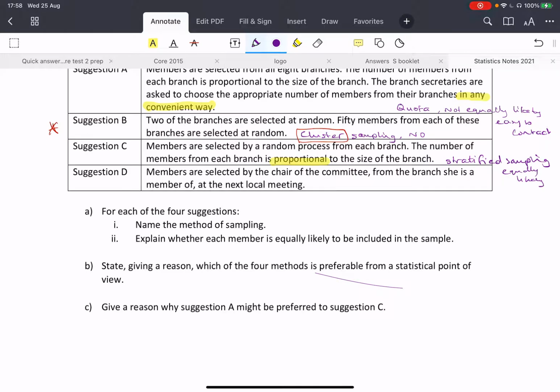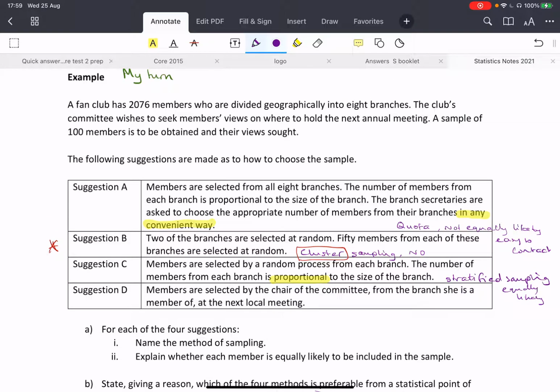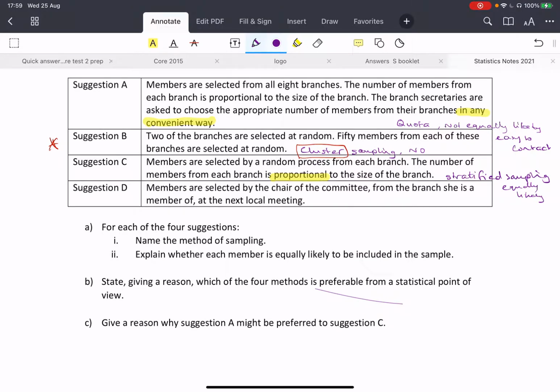And suggestion D. Members are selected by the chair of the committee from the branch she is a member of at the next local meeting. Really? On the mark scheme, it says this is a random sample. I would have thought that was opportunity sampling, but anyway, we'll go with what it says. Hold on. Okay, let me consult mine. Yeah, it is opportunity, because she's going to be there. So she's taking the opportunity to sample them.